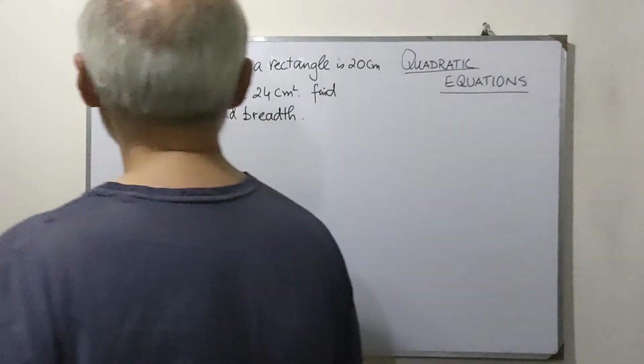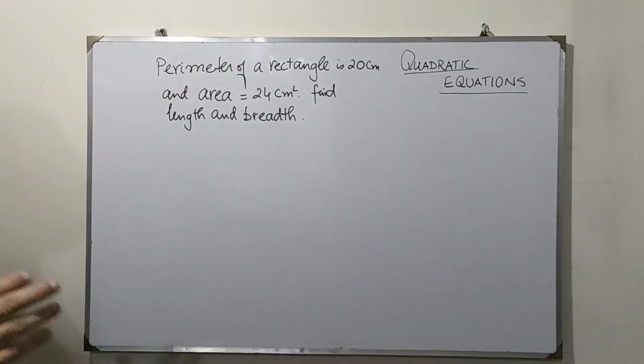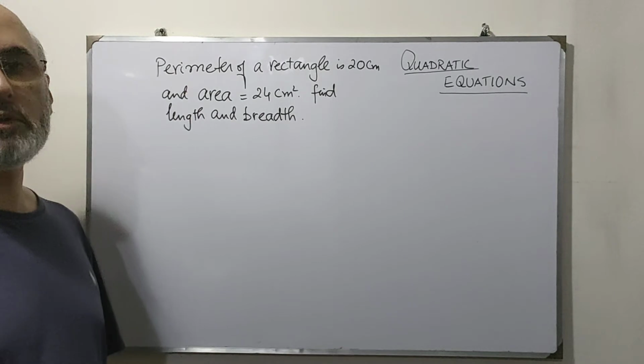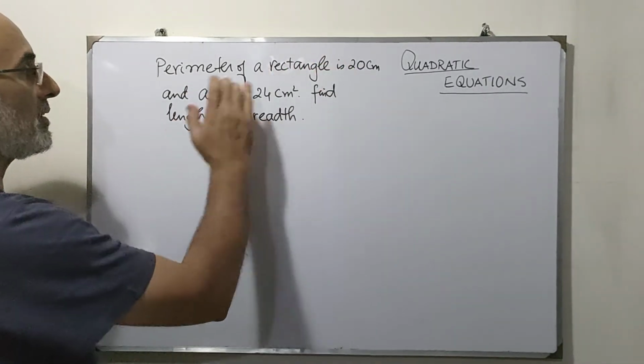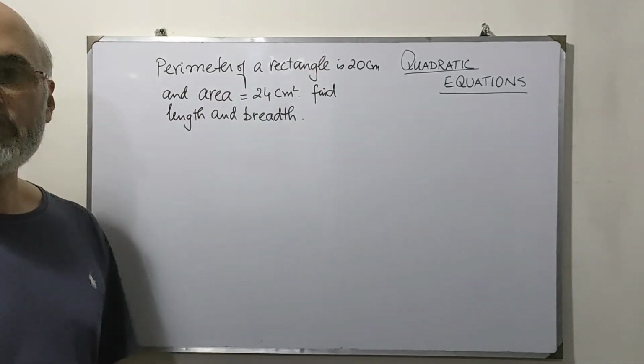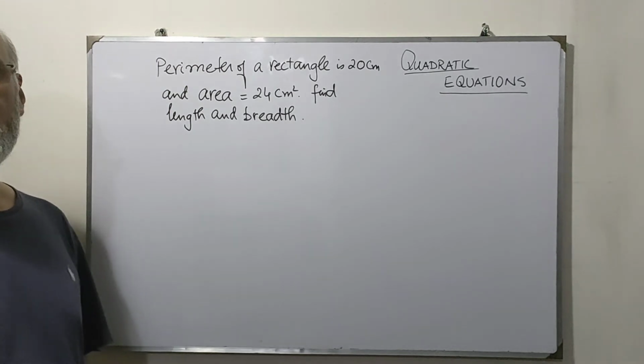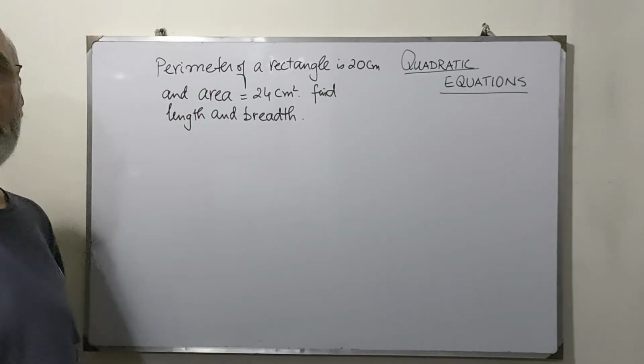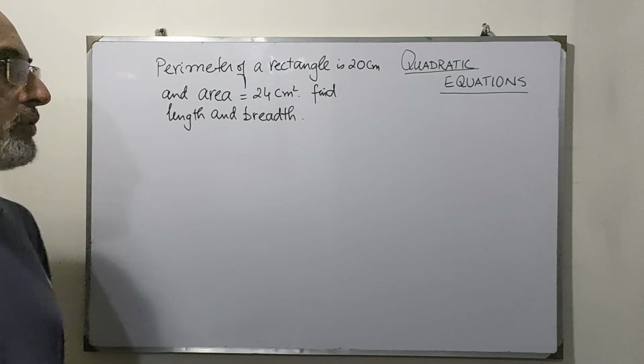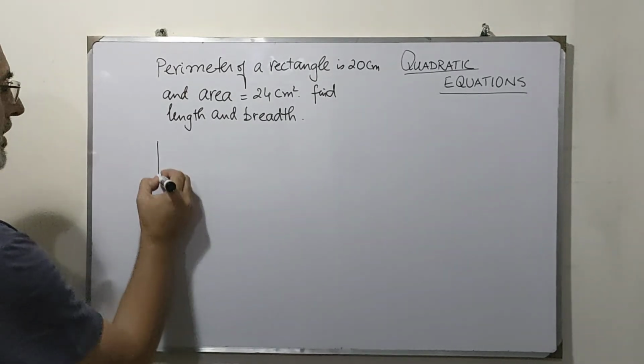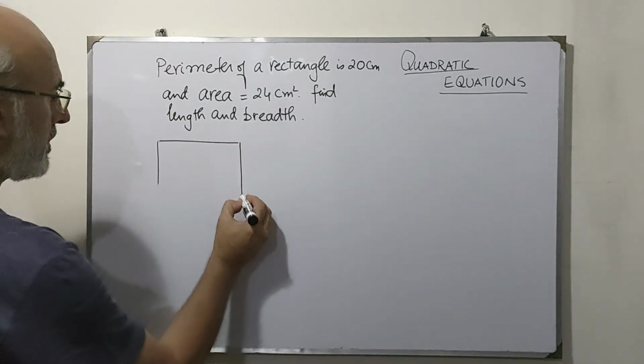Okay, the next problem we have is the perimeter of a rectangle. The given condition: the perimeter of a rectangle is 20 centimeters, the area of the rectangle is 24 square centimeters. We have to find the length and the breadth. So what are we going to do? Let's have a figure. This is our rectangle.